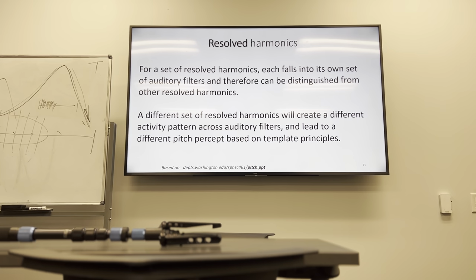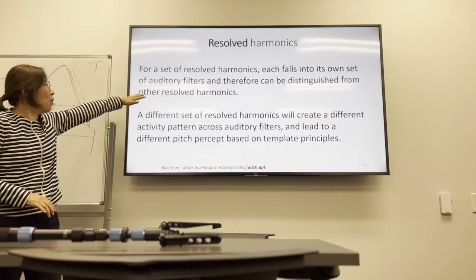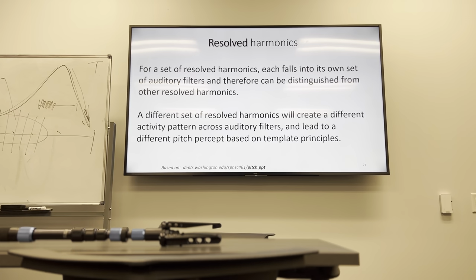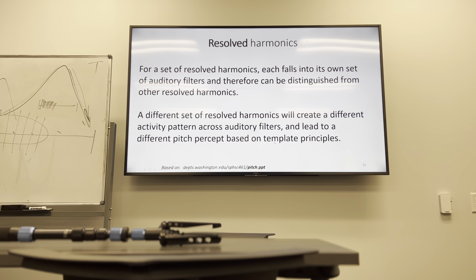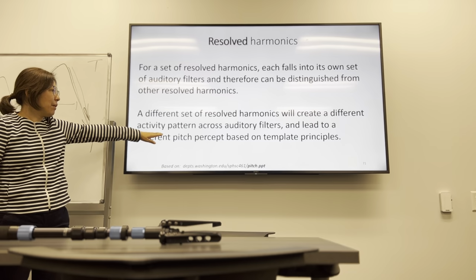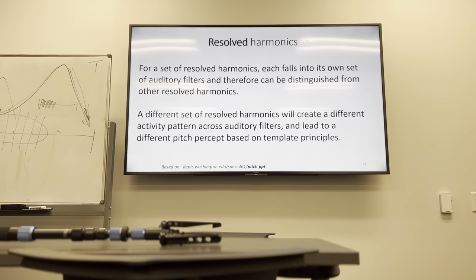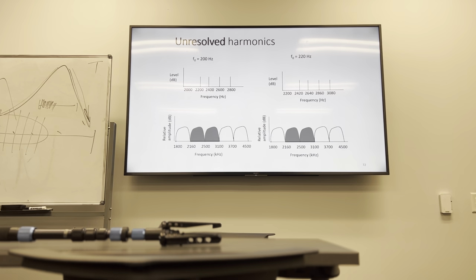For a set of resolved harmonics, each falls into its own bed, or filter. Therefore, it can be distinguished from the other resolved harmonics. You can tell 200 versus 220 because there's not so much overlap; each has its own filter. A different set of resolved harmonics will create a different activity pattern across all three filters, which leads to a different pitch perception based on the template principle. Okay. Now the story changes for the higher frequency side.